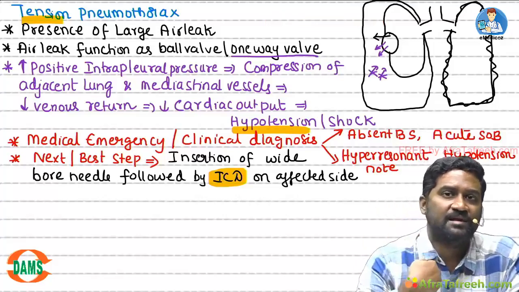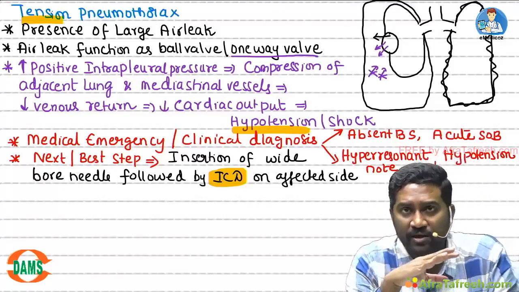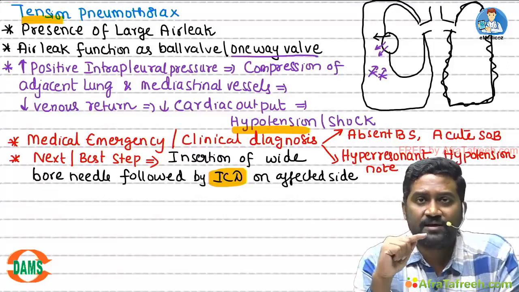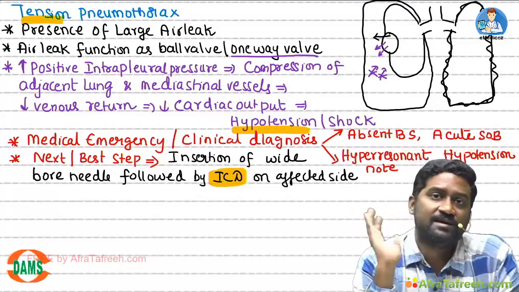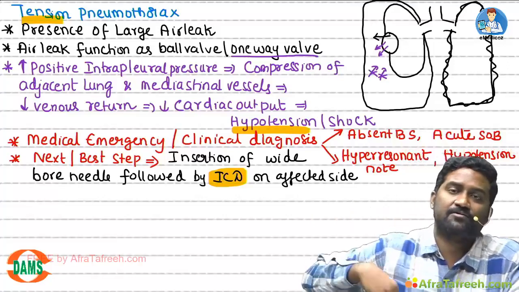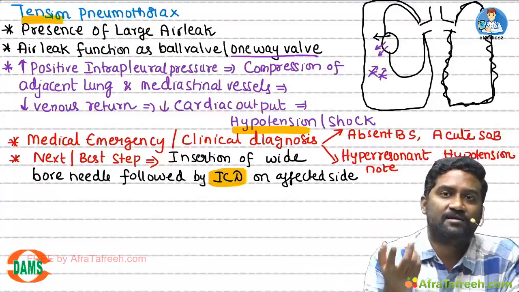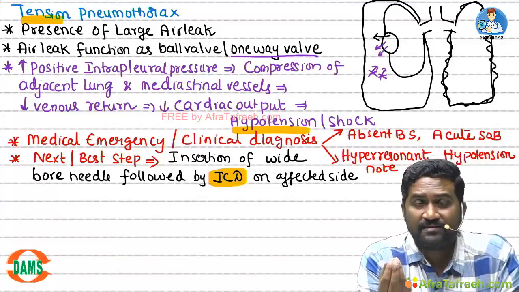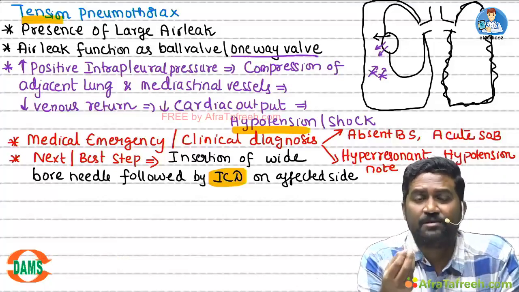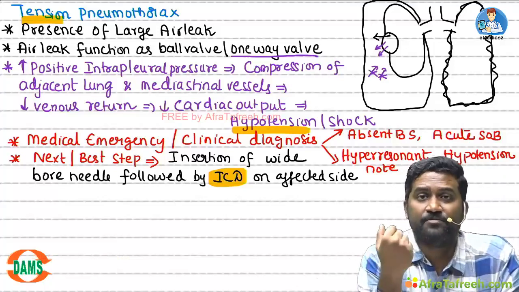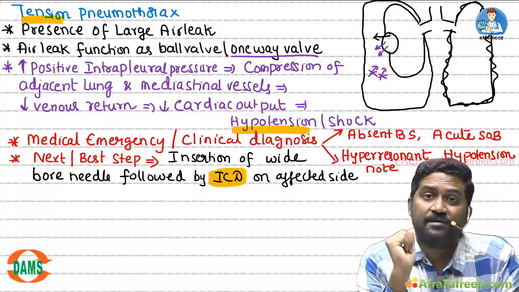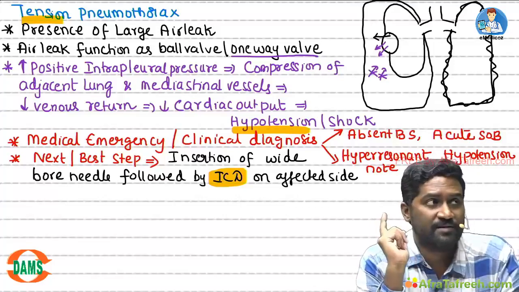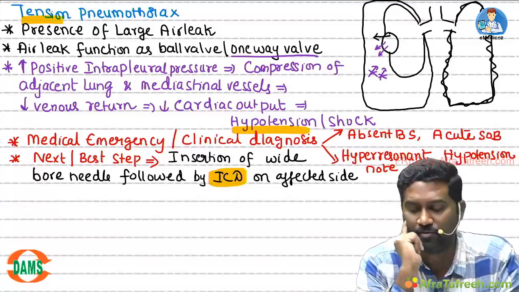A single needle cannot drain the whole air. For better drainage, we go for ICD insertion. So for better drainage, you put a tube. Why not ICD as the first step? Because ICD is a minor surgical procedure. It will take a few minutes for the procedure. In those few minutes, the patient may not survive. So emergency is always a wide bore needle.